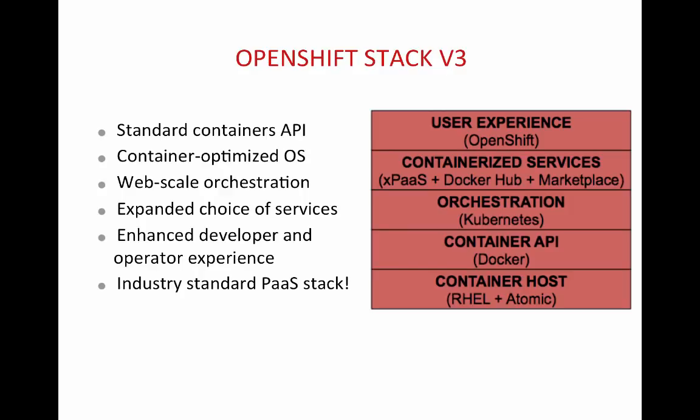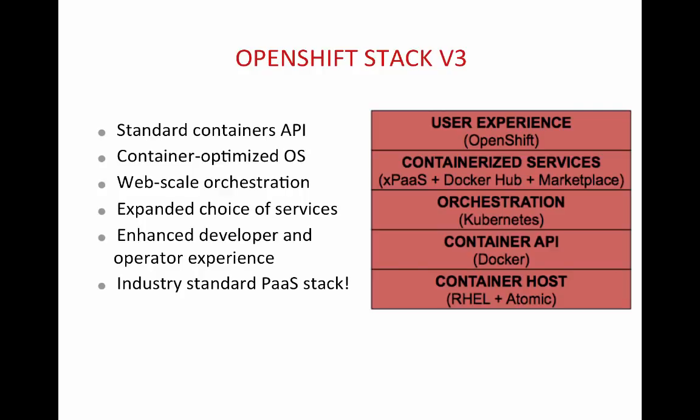RHEL Atomic Host uses SELinux to provide strong safeguards in multi-tenant environments when multiple containers are running on the same host, and also provides the ability to perform atomic upgrades and rollbacks, enabling quicker and easier maintenance with less downtime. Now, both RHEL 7 and RHEL Atomic can be used for installing OpenShift. And RHEL Atomic comes pre-installed with Docker and Kubernetes.